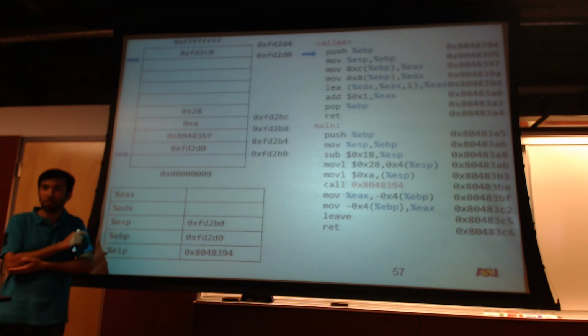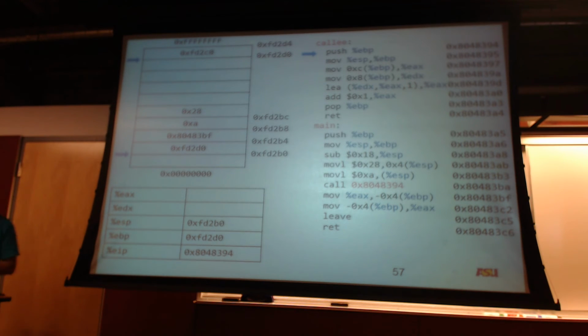Now the callee has to have its own frame. How does the callee get its own frame? It just moves the stack pointer into the frame pointer, because whatever is after the stack pointer is the callee's frame. So it moves ESP to EBP. ESP was FD2B0, so EBP became FD2B0. Now that is main's frame, and this entire thing is the callee's frame.